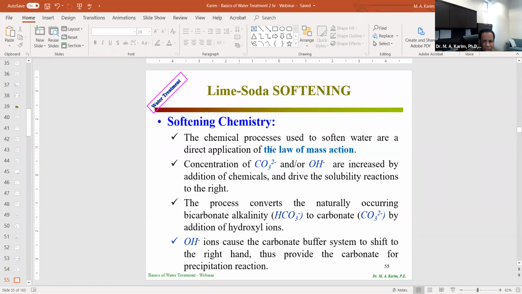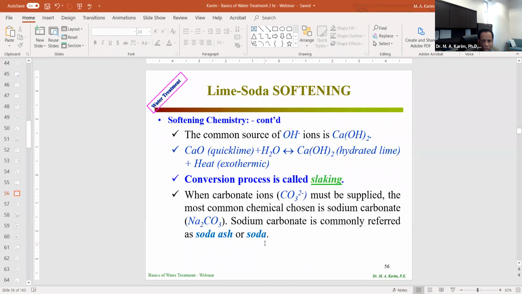Softening chemistry, again: the chemical processes used to soften water are a direct application of the law of mass action. Concentrations of carbonate and hydroxide are increased by addition of chemicals, pushing the solubility reactions to the right. The process converts the naturally occurring bicarbonate alkalinity to carbonate alkalinity by addition of hydroxyl ion. Hydroxyl ion causes the carbonate buffer system to shift to the right-hand side and thus provide carbonate for the precipitation reaction. The common source of hydroxyl ion is calcium hydroxide.